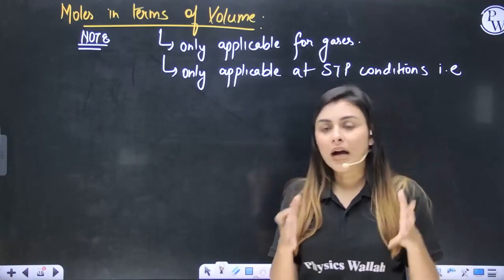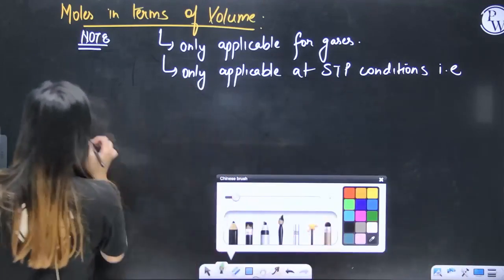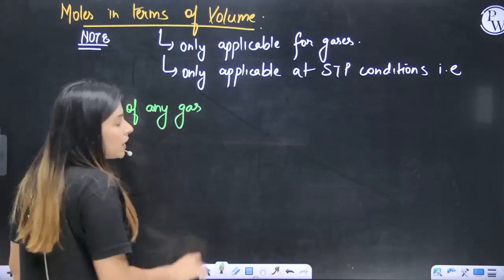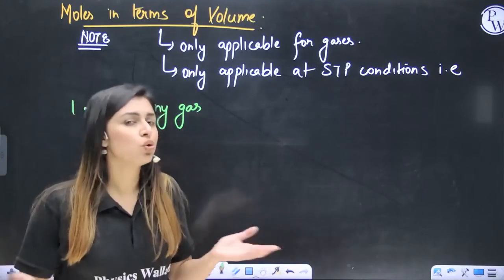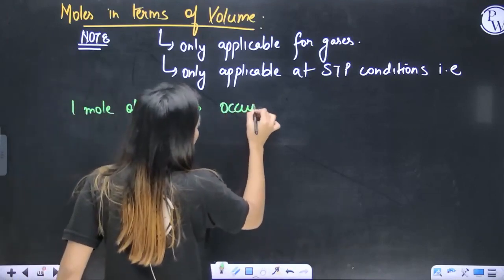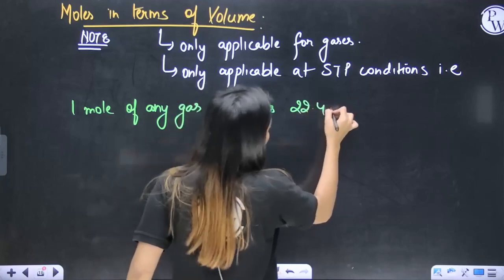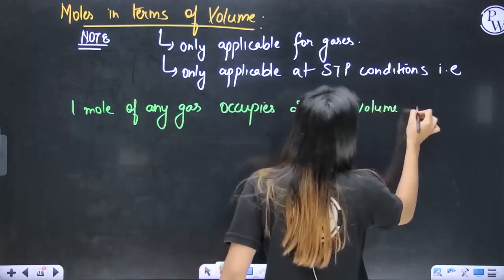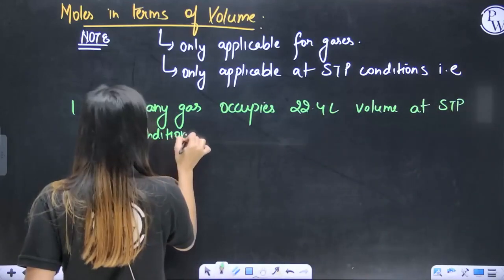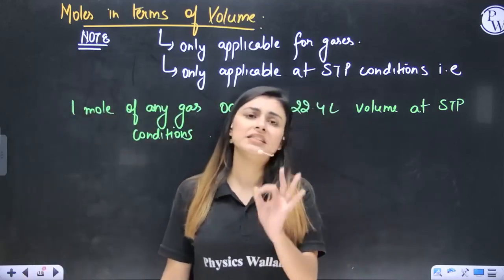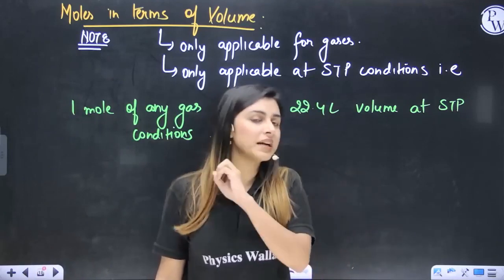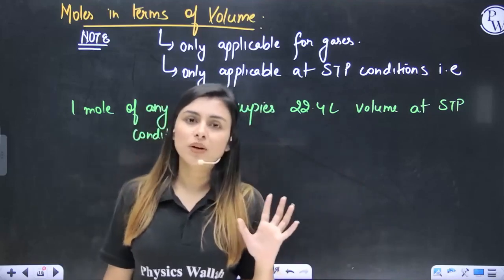Okay. So now what I want to tell you is that one mole of any gas, it could be N2 gas, it could be CO2 gas, it could be NO2 gas, one mole of any gas occupies 22.4 liter volume at STP conditions. So what does this mean? If you have any gas present at STP condition and it has one mole, then it will definitely occupy 22.4 liters of volume, be it any gas. So it doesn't matter which gas we are talking about.